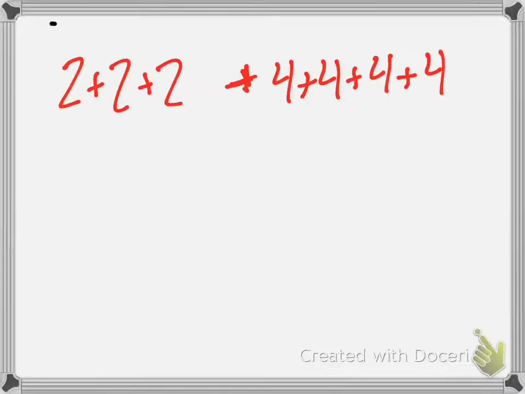There are several expressions that we could use. So we could do this kind of expression: 2 plus 2 plus 2, and then we add 4 plus 4 plus 4 plus 4. Basically, the 3 boxes of popcorn and the price, and the 4 hot dogs with their price. And that's how we could find it.